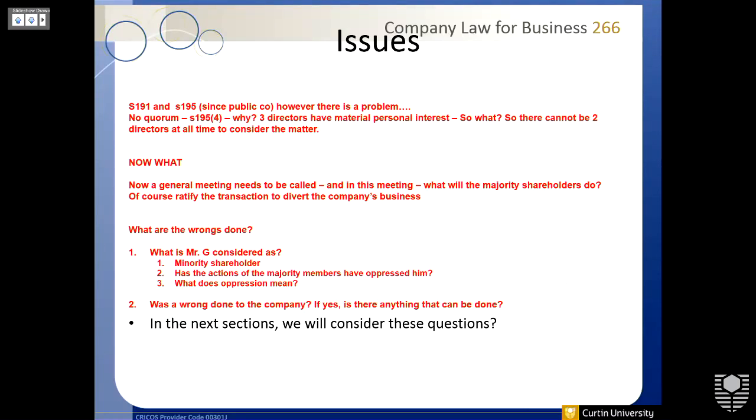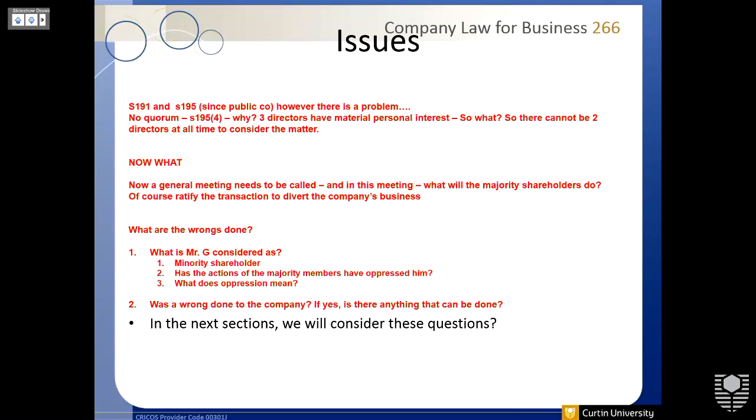Of course, ratify the transaction to divert the company's business. Now, you have to remember those 3 directors are also the majority shareholders of the company, aren't they? Because we have 4 shareholders, 3 of them have got material personal interest. Now, they will call the meeting and they will pass that resolution to ratify the contract. Correct? Right. So you have a problem, do you not?